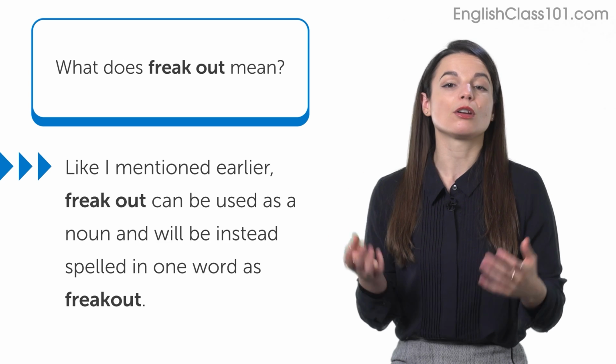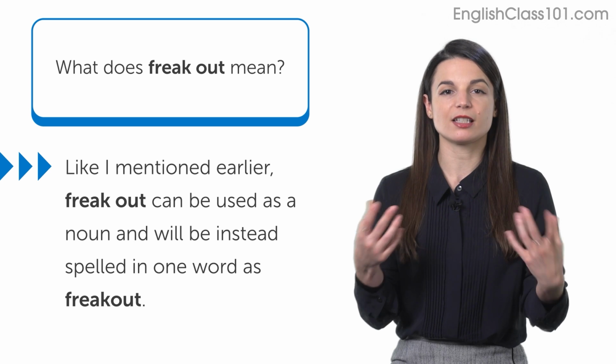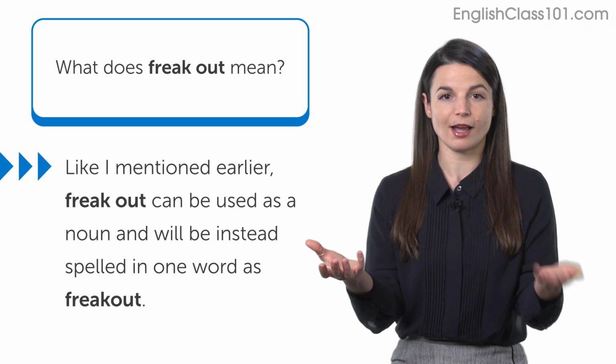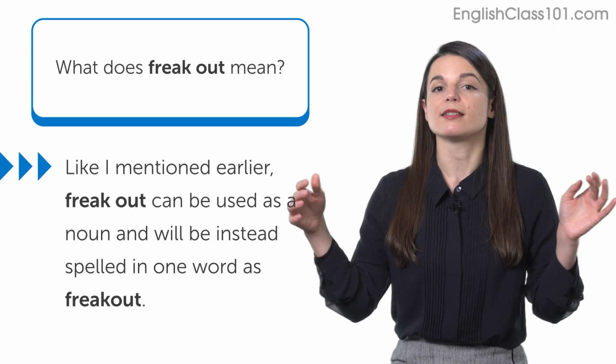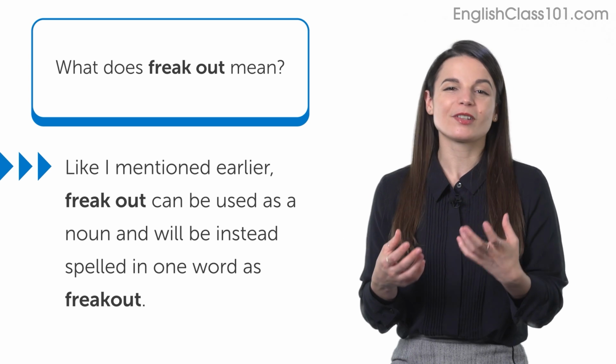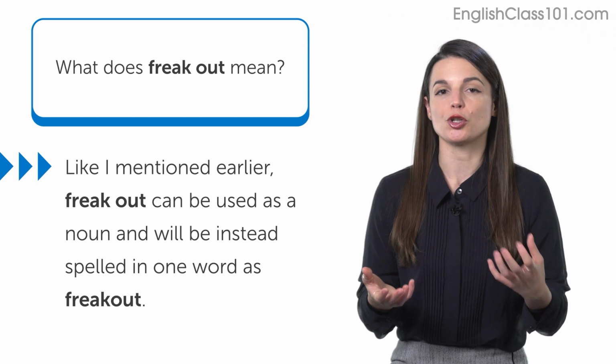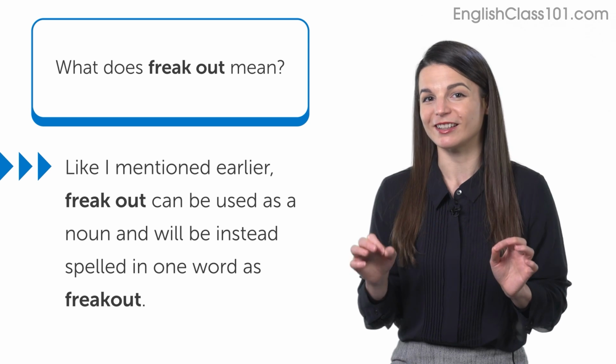Like I said earlier, we also have this as a noun. Keep in mind that when you use it as a verb, we have freak space out as the spelling. When we use it as a noun, there's no space between the two words, a freak out. So this presents as just a very slight difference in speech, but make sure you take note of this for when you're writing these words.